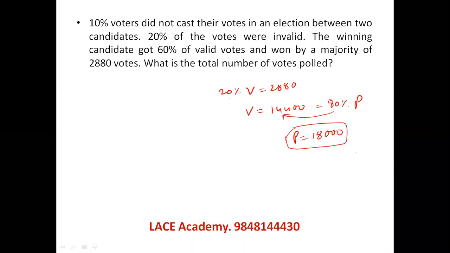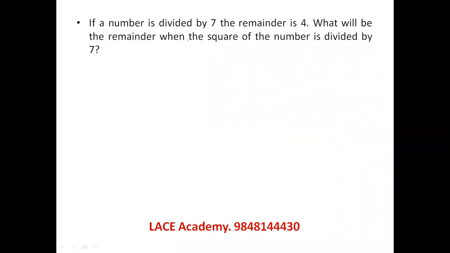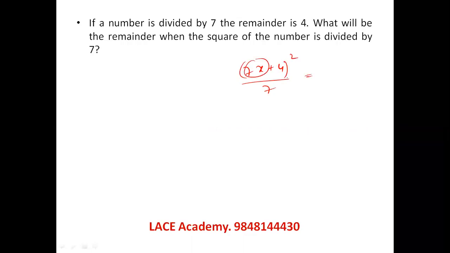Perfect. Next question. A number is divided by 7, the remainder is 4. We can take it as 7x plus 4. What will be the remainder when the square of the number is divided by 7? Obviously, this part will not give any remainder. 4 square will give the remainder. 4 square is 16. 16 by 7 gives the remainder of 2. Straightforward question. This type of question is where you have to save your time.